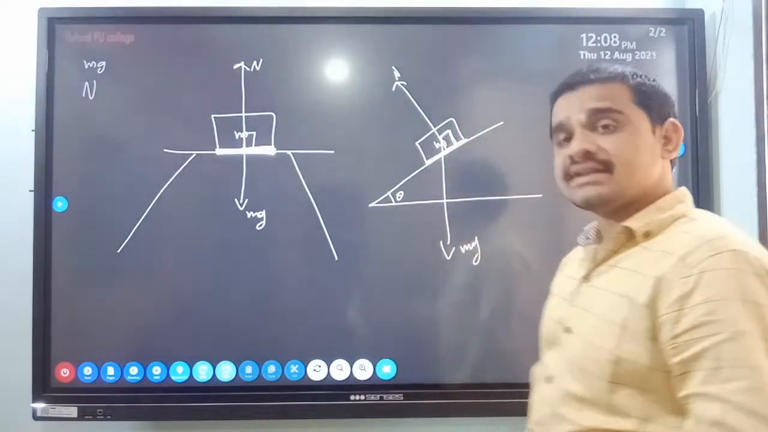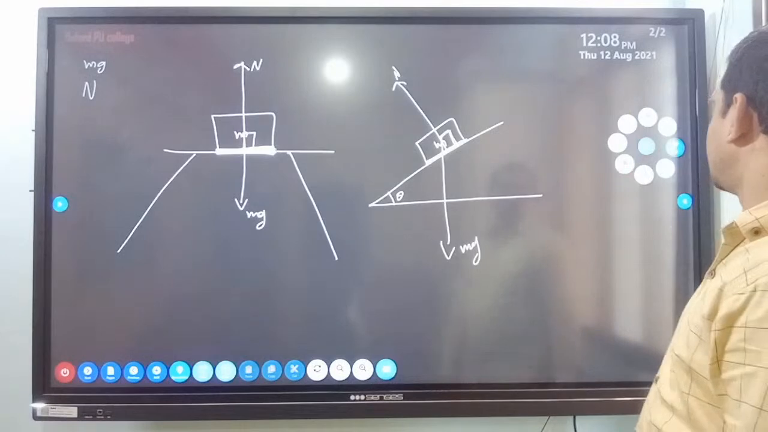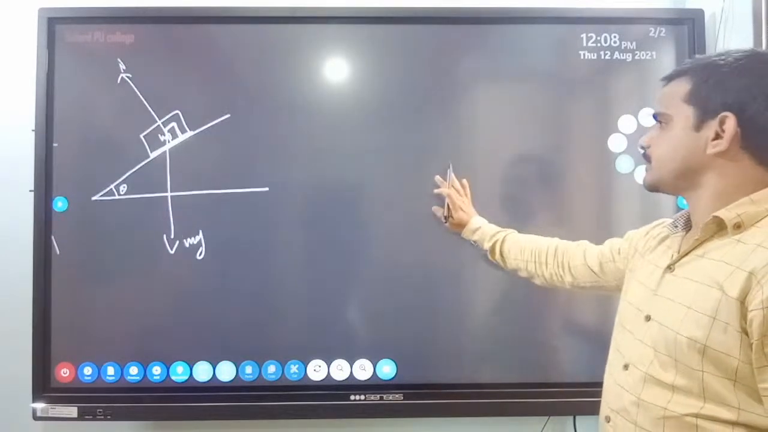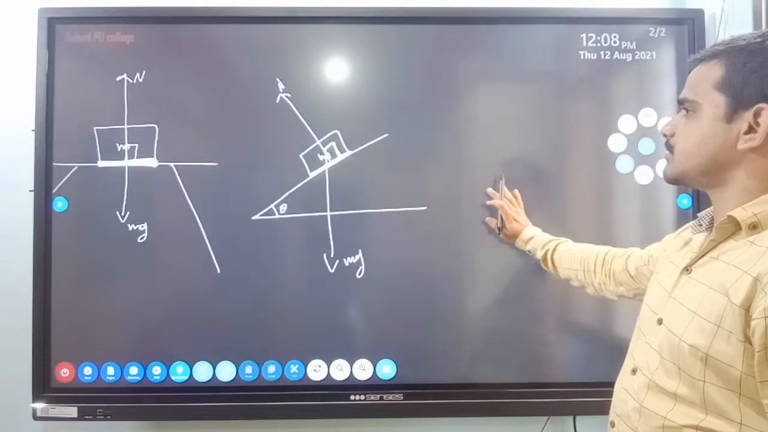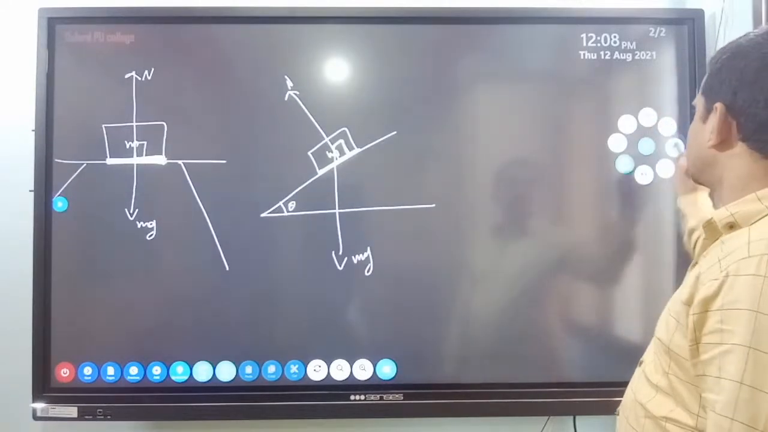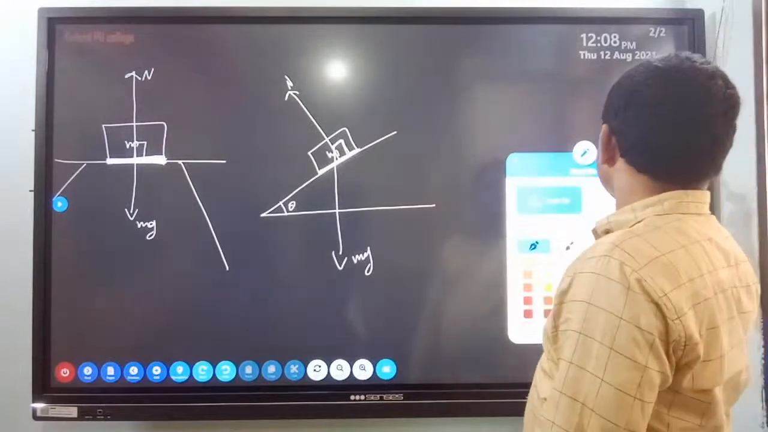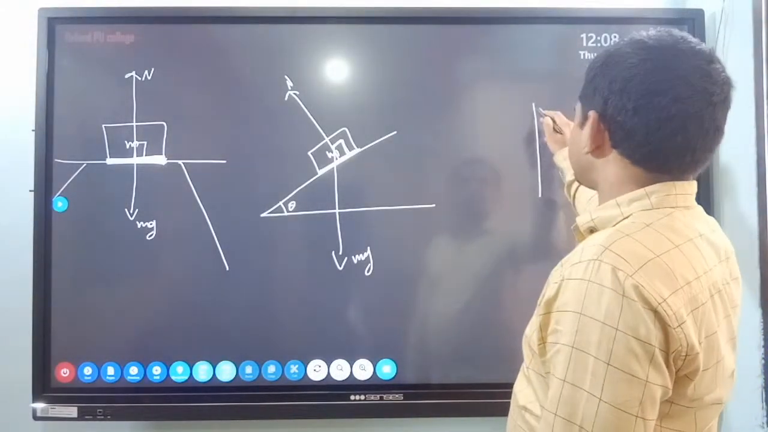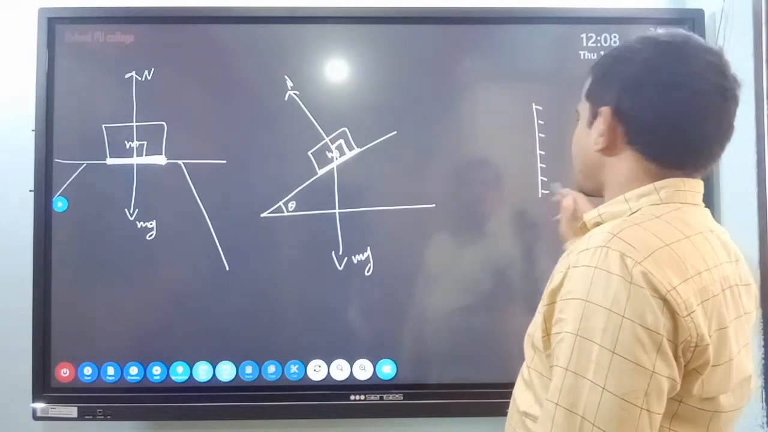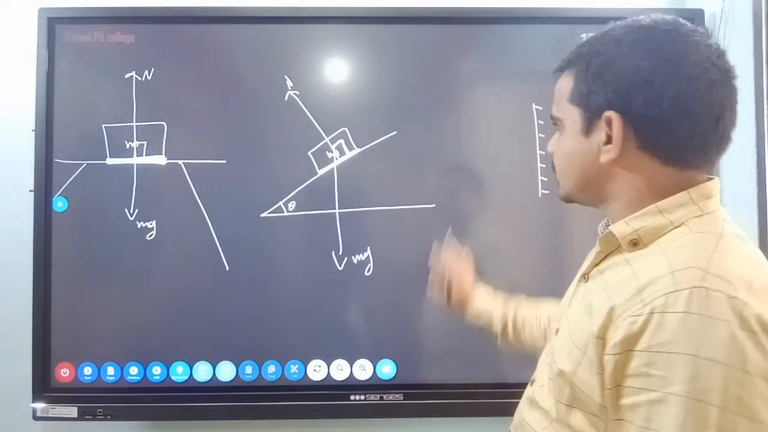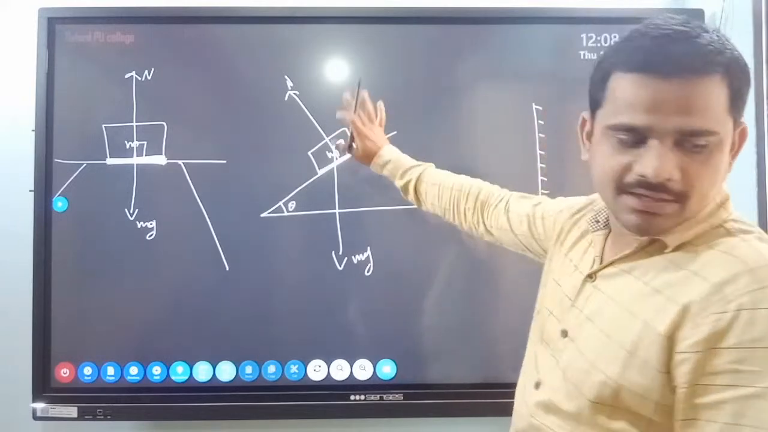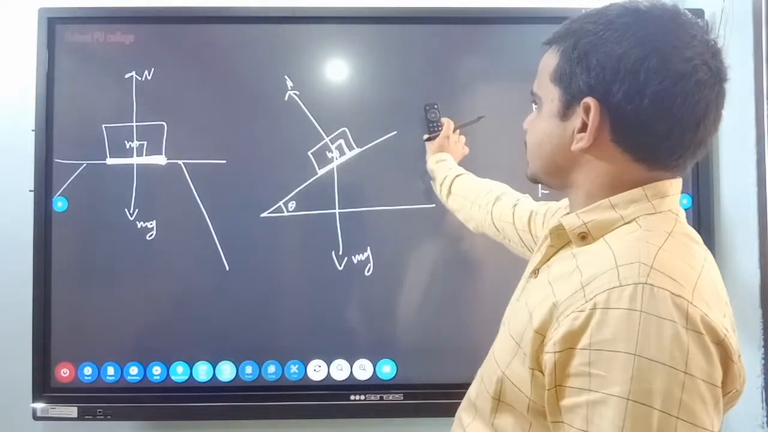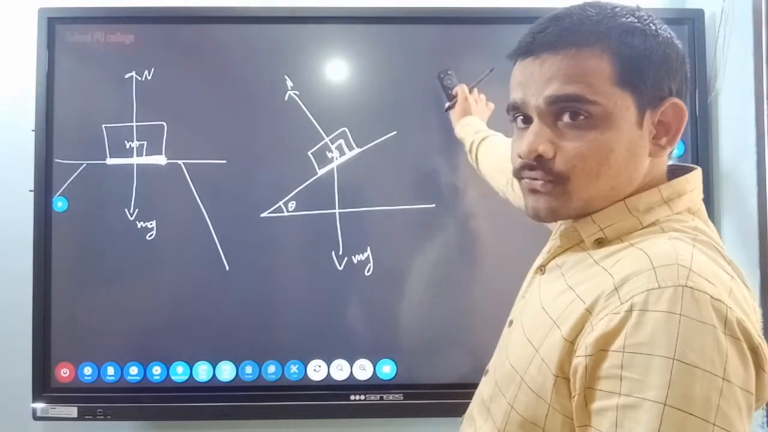Now, I can take one more example here. This is a wall. Just a board extension. I am keeping an object like this, this remote which I have here, and I am applying a force in this direction.